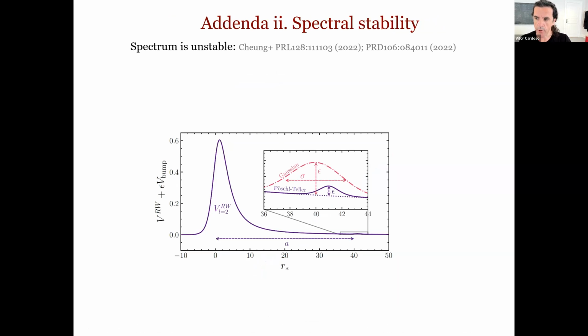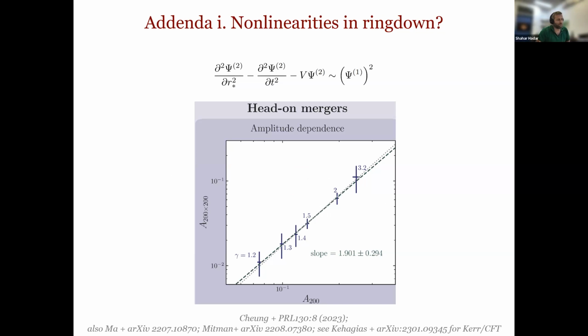Now, Shahar, do you have a question? Yeah, I do. I wanted to ask, so this is an L equals 4 mode, which is generated by a nonlinear interaction of two L equals 2. That's right? Correct.